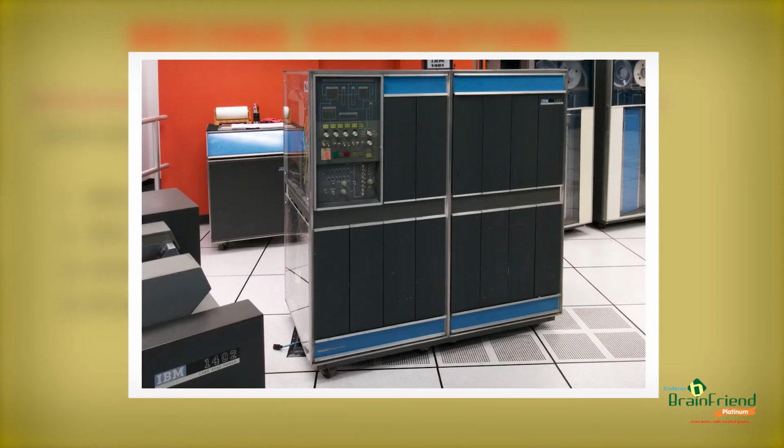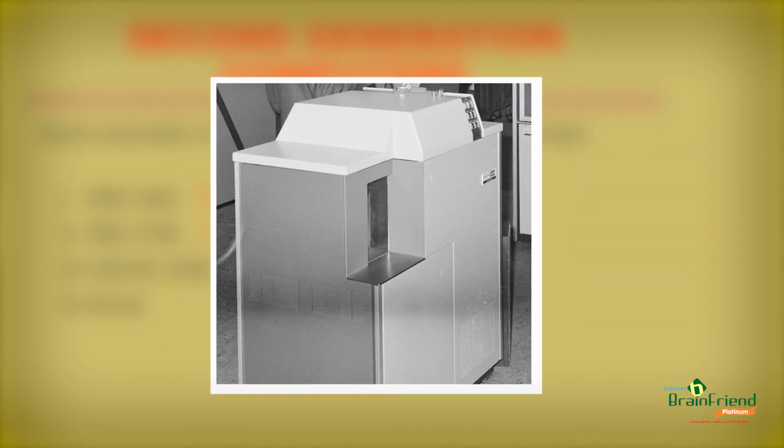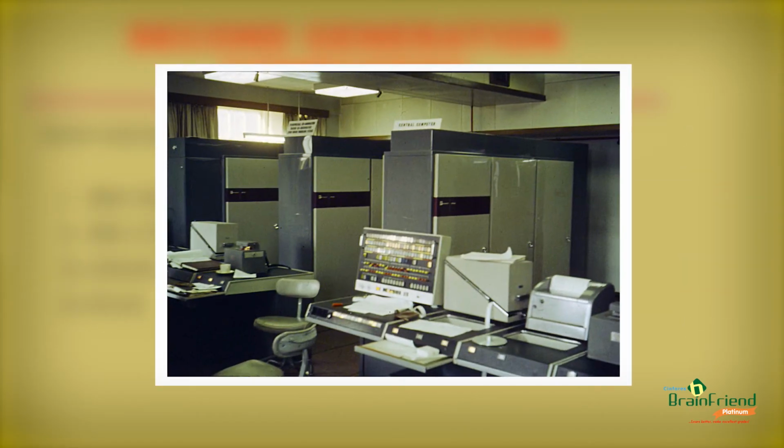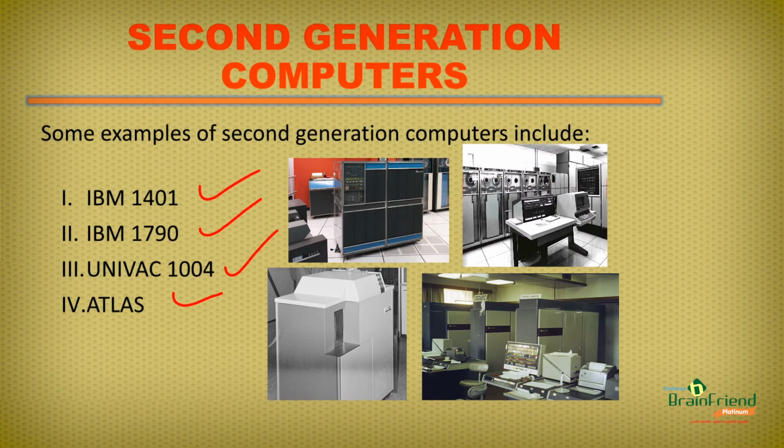They include IBM 1401, IBM 1790. We also have the UNIVAC 1004. And lastly, we have the Atlas. These are examples of the second generation of computers. Now, let's move on to see the third generation of computers.